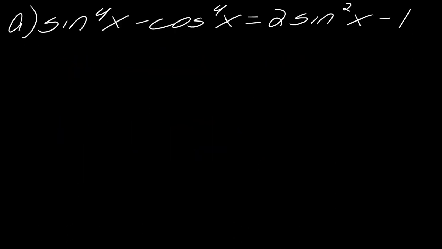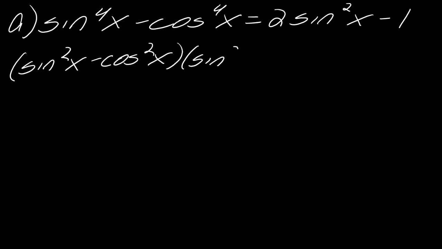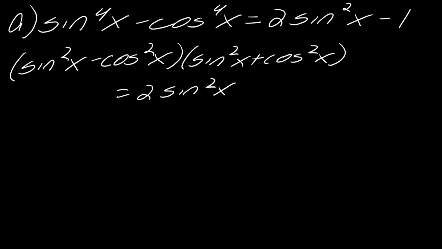So starting with this first one, I want you to work on just factoring just this side, okay? Just this side for now. Hit play when you think you've factored it. So the left side will factor as sine squared x minus cosine squared x times sine squared x plus cosine squared x. So I've got all of that. And this is going to equal 2 sine squared x minus 1. So you can see how everything kind of works out.